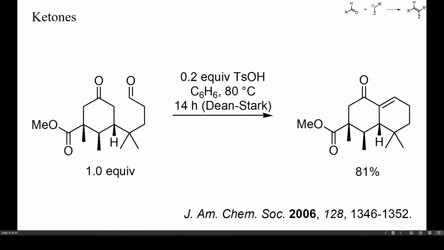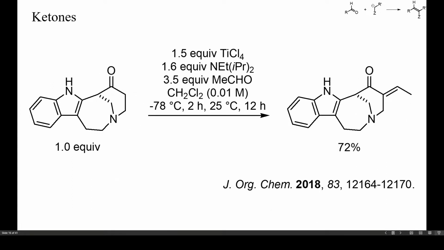Not all starting materials are compatible with these conditions, but if they are, this is one of the most economical ways to prepare enones. The combination of titanium tetrachloride with tertiary amines offers mild conditions for the generation of enolates. In this example, this strategy was used to condense a polycyclic ketone with an excess of acetaldehyde.